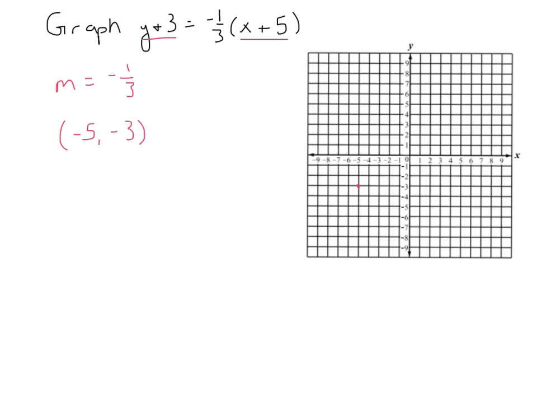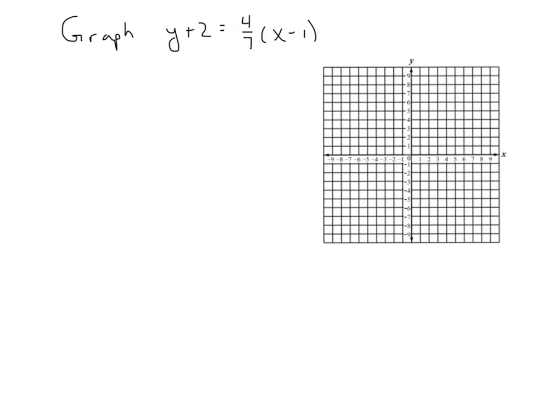Now my slope of negative 1/3 says go down 1 over 3, and again down 1 over 3, down 1 over 3, or I could even go up 1 over negative 3. And there we have enough points to make ourselves a line. So let's take a look at one more example of this.